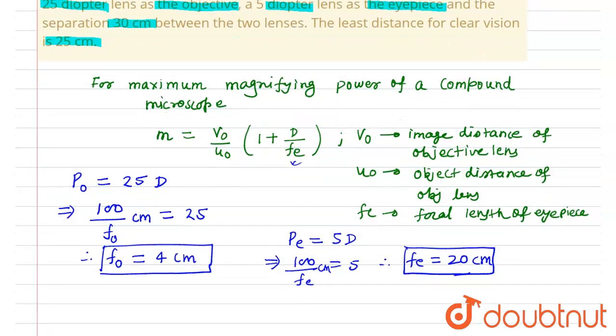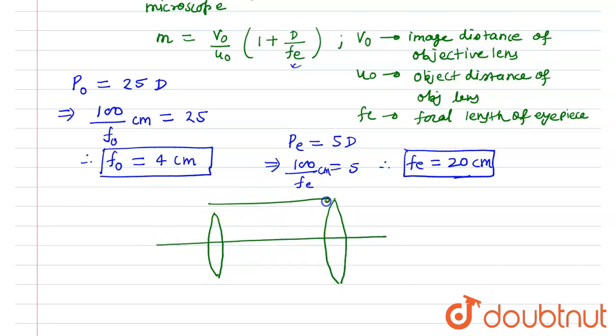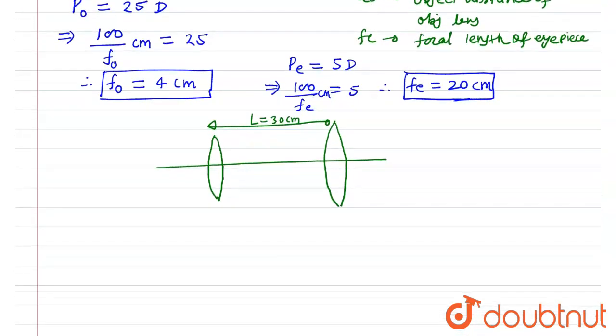We are given that the separation between the lenses is 30 centimeter. So here is the objective lens and here is the eyepiece of the compound microscope. The separation length L is given as 30 centimeter. Now we have to find V naught and U naught for the objective lens.